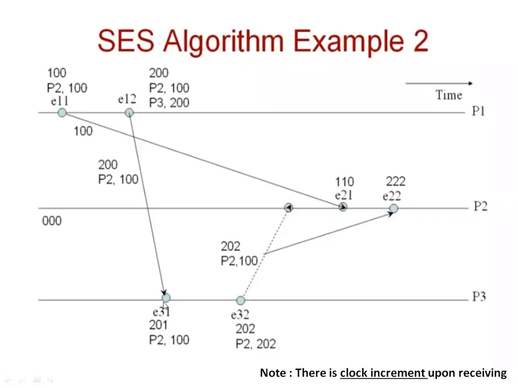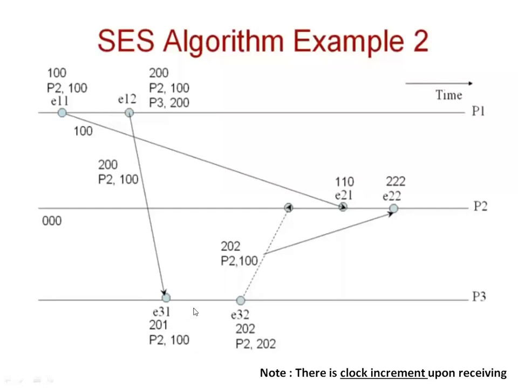When it is received by the process P3, it will update its timestamp. Since it was 0, 0, 0, the first value is 2 and here it is 0, so it will become 2. The second component is 0, here it is 0, so it is 0. And the third component, which belongs to the process P3, since it is the first event occurring at the process P3, will be incremented and become 1. So the timestamp of receiving this will be 201, and it will maintain P2 100.